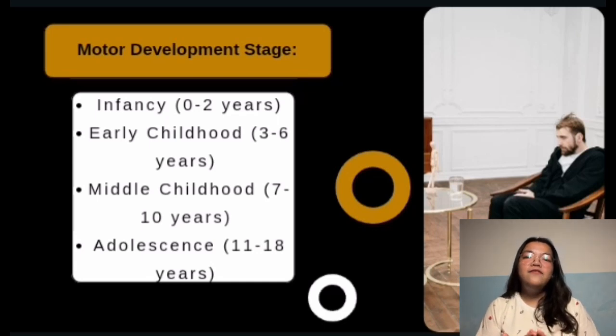Adolescence, 11 years old to 18 years old: muscle strength is enhanced, reaction time is faster, and they acquire more complex movement skills.